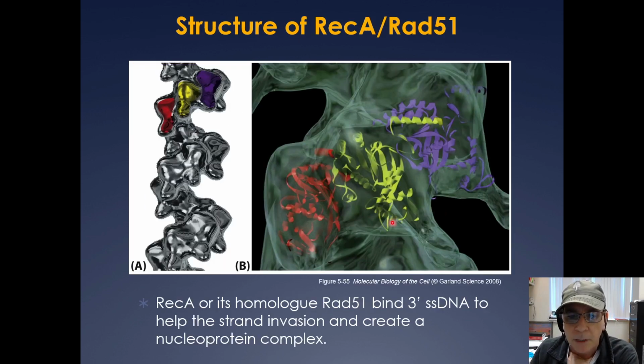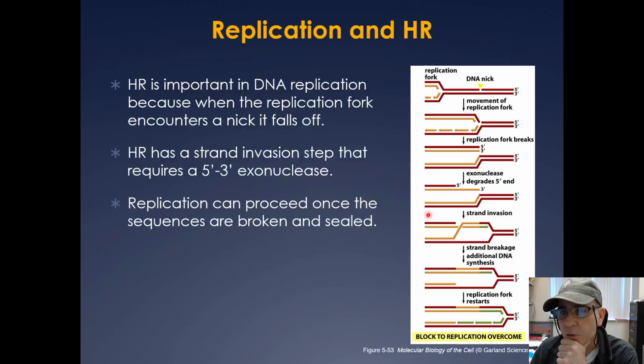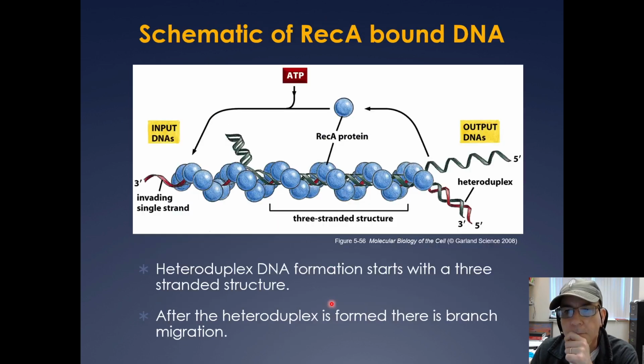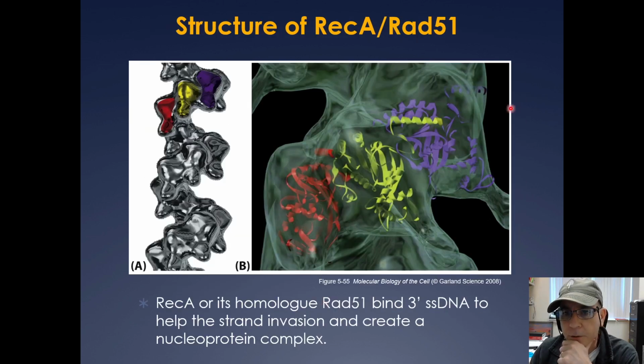Now, in order for homologous recombination to occur, you have to have this enzyme called RecA. It's Rad51 in mammals, RecA in bacteria. This binds to the 3' end of the single-stranded DNA to help the strand invasion. So this little portion right here, it's going to bind to that and then help the strand invasion step. Here's the space-filling model of it, and here you can see the different subunits, or the three copies of it bound to DNA.